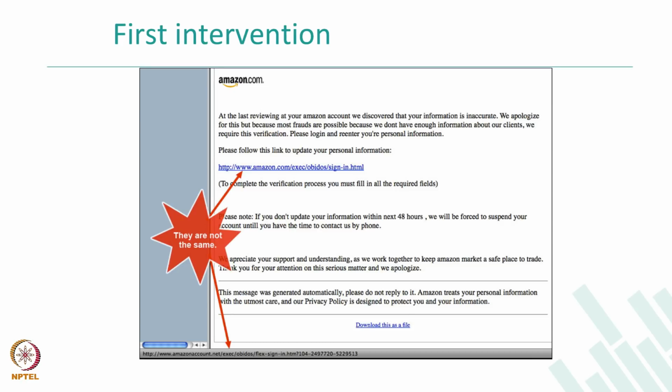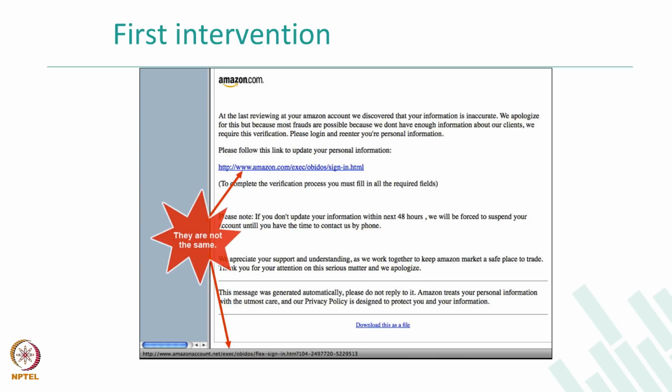This is just a very simple version where it shows that the link in the email, so there is an annotation saying that the link in the email is not the same as the link that it is actually taking you to. The link in the email says amazon.com, whereas if you look at the URL at the bottom of the browser, you will see that Amazon account.net/exec, which is not the domain that it is showing you in the email.